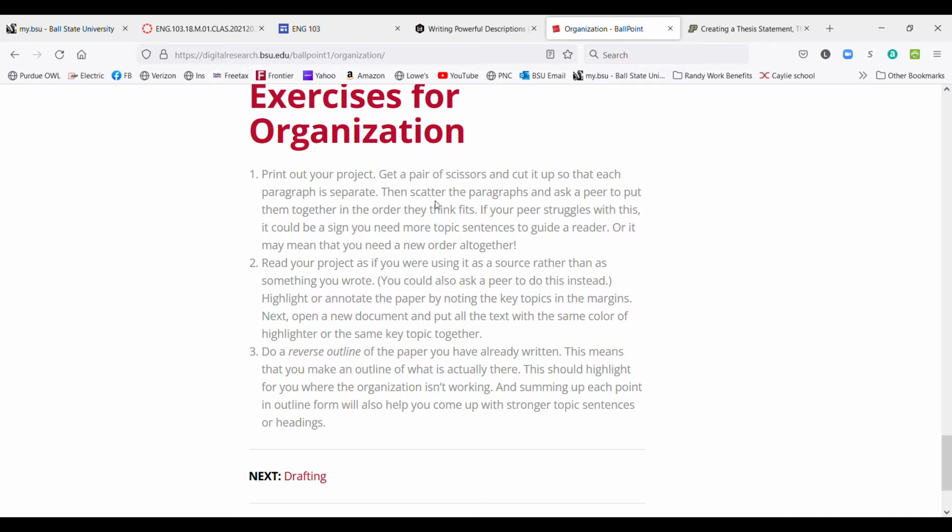Print out your project. Get a pair of scissors and cut it up so that each paragraph is separate. Then scatter the paragraphs and ask a peer to put them in order and the way that they think it fits. If your peers struggle with this, then you know it's not right and you need to reorganize your paper. I think that is so good. That is a good way to tell.